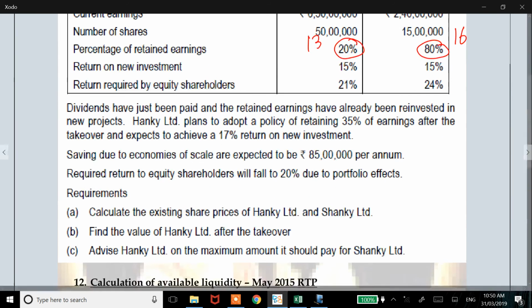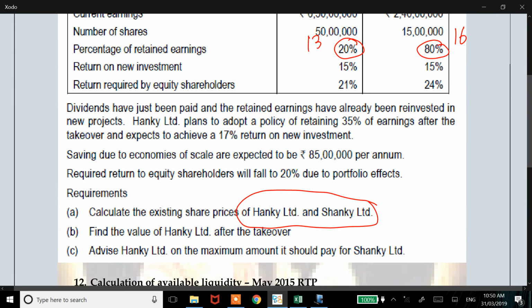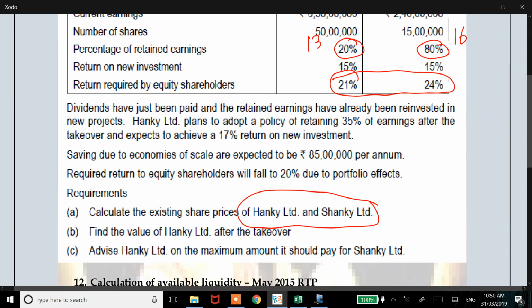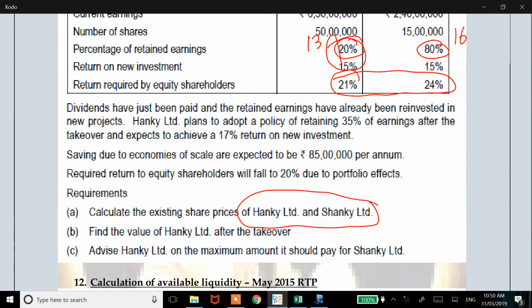They have asked for the existing share price of Hankey Limited and Shankey Limited. Which formula can you use to get the share price? It's a formula driven answer, no PE multiple. You will use Gordon's formula, D1 by KE minus G. This is the cost of equity, the return required by equity shareholders. This and this combined together give you the growth rate. And you will use the formula D1 by KE minus G.